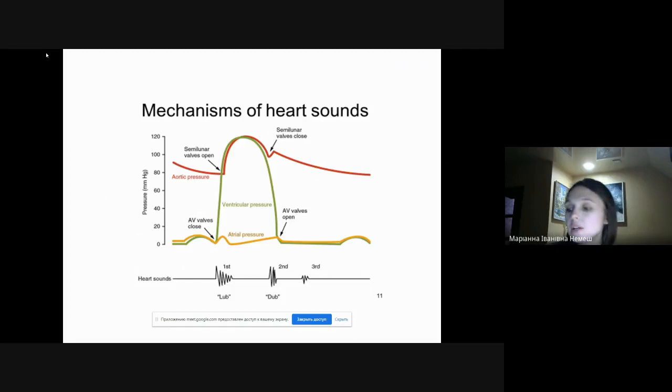Before we start to talk about the heart sounds, let us generally describe the mechanism of their appearing. The first sound appears due to the closure of the atrioventricular valves. The second sound appears due to the closure of the semilunar valves. The S3 sound appears due to the rapid filling of the ventricles.